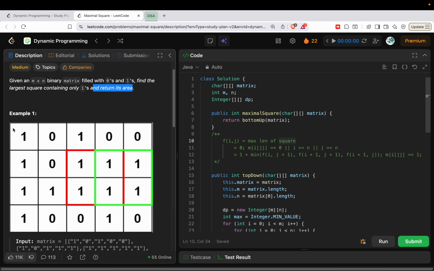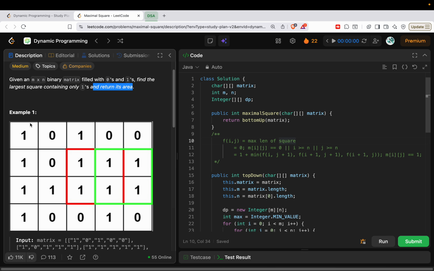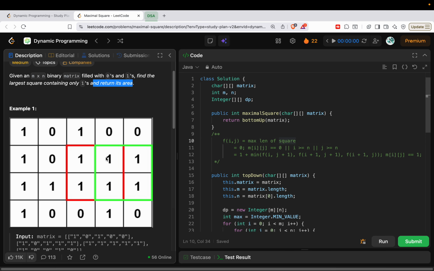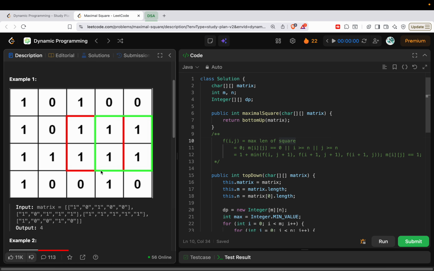If you see in this particular example, this is a square of length 1, this is a square of length 1, this is a square of length 1, and this is a square of length 2. The area of a square whose length is 2 will be 2 times 2, which is 4. So the area of this square is 4. The area of this square is also 4. We cannot form any other square with a larger area than 4, so the maximum area you can form is 4 with all ones in it.